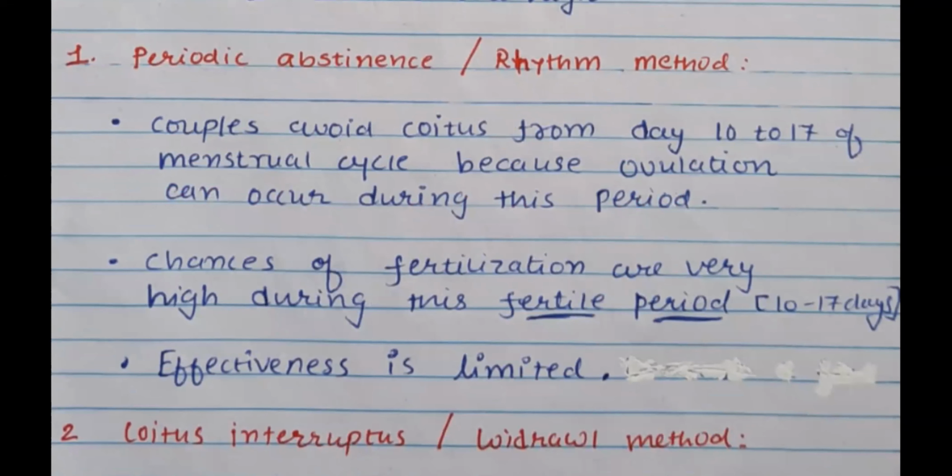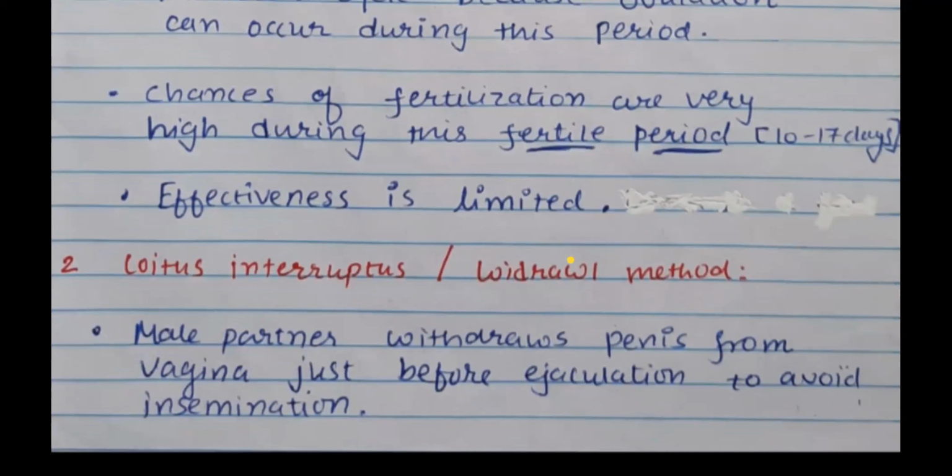The couple should avoid coitus from day 10 to 17 of the menstrual cycle because ovulation can occur during this period. This is the most fertile period, 10 to 17 days, in which chances of fertilization are very high. So if coitus is avoided during that time, it will not lead to pregnancy. But still, effectiveness is limited. It depends on the individual. Clear?